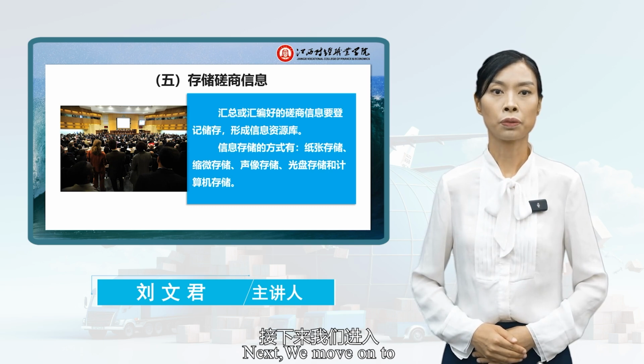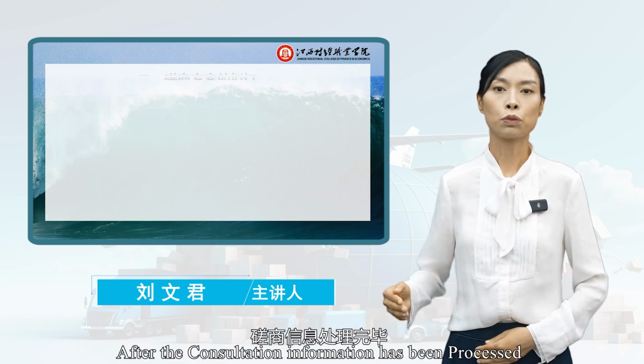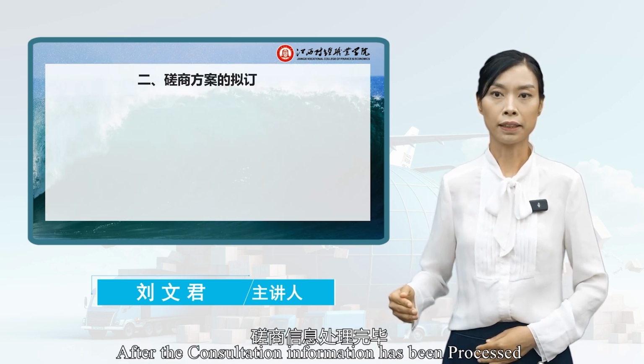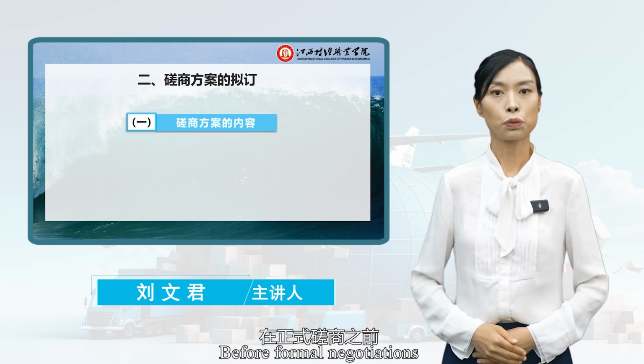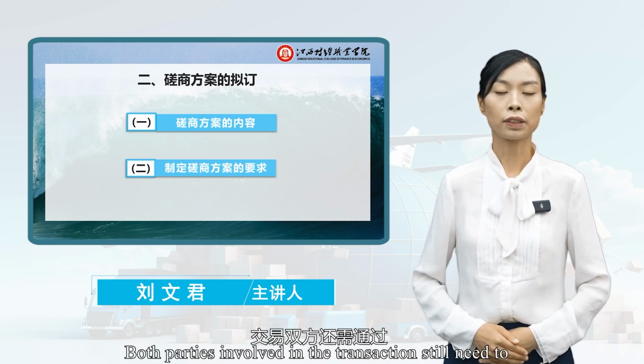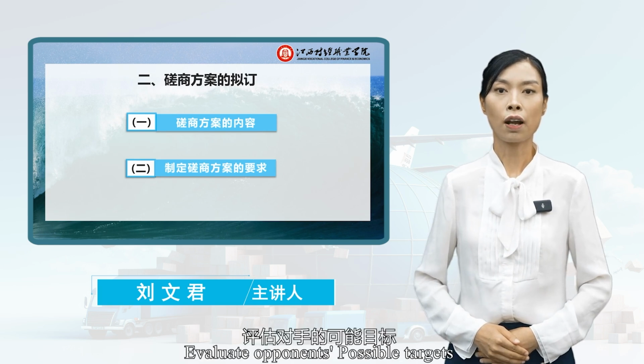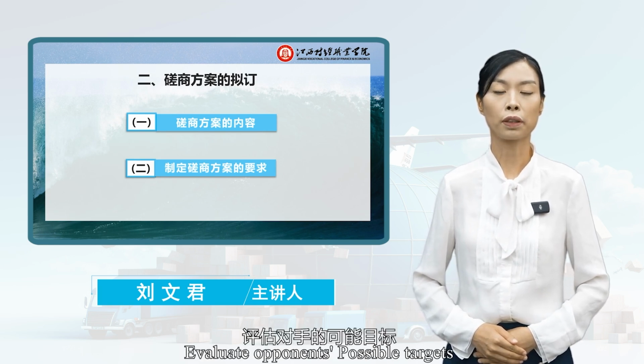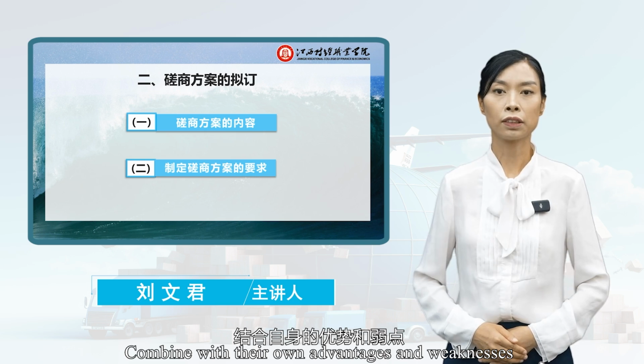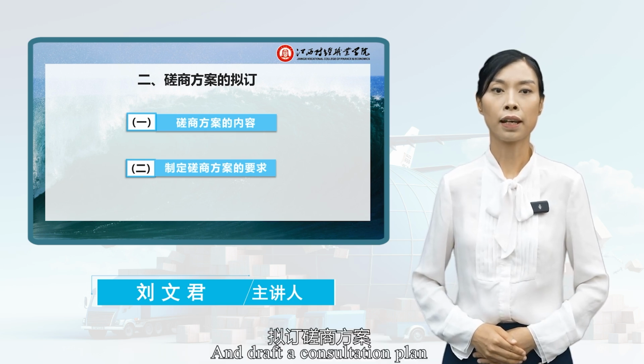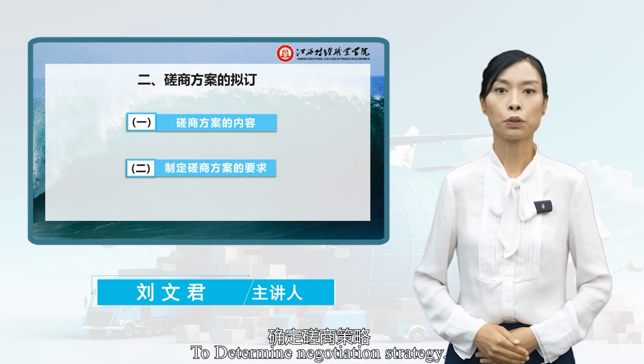Next, we move on to the drafting of a negotiation plan. After the negotiation information has been processed, before formal negotiations, both parties involved in the transaction still need to evaluate opponents' possible targets, combined with their own advantages and weaknesses, and draft a negotiation plan to determine negotiation strategy.